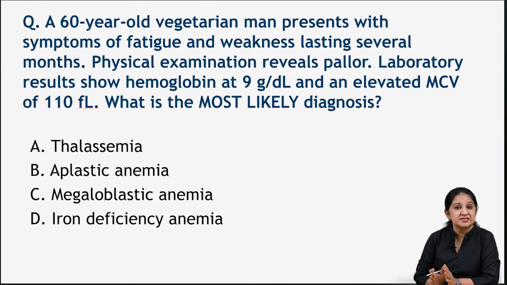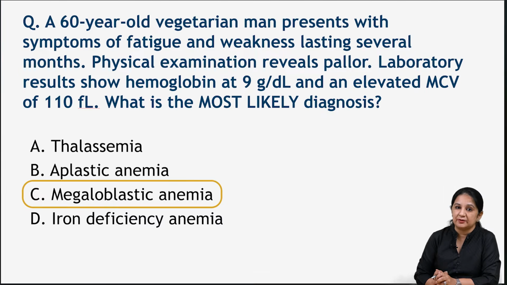60-year-old man में aplastic anemia हो सकता है. But they have asked you the most likely diagnosis, it is megaloblastic anemia here, right? So the correct option here is megaloblastic anemia. Please note, in aplastic anemia, MCV could be normal or slightly elevated, but the word vegetarian will definitely give you the answer of megaloblastic anemia, right? So moving on to the next question.